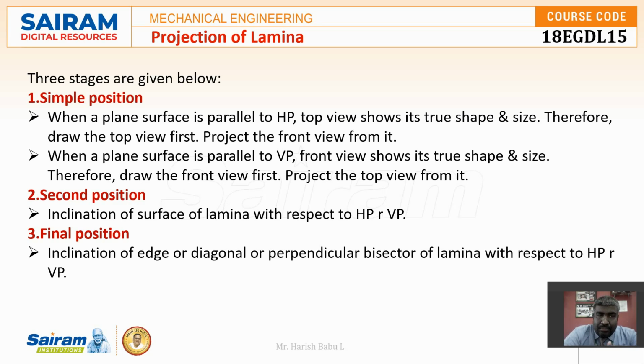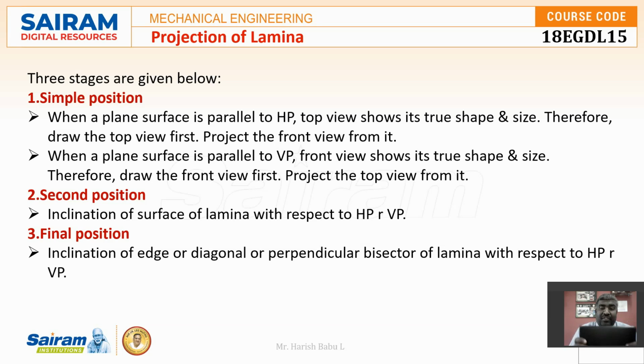If you take the three stages, what are the three stages involved here? The first one is the simple position. Simple position is nothing but the initial position based on the given condition, from which you're going to start the projection. So you're going to take the lamina. If the lamina is parallel to HP, I can't see the actual size of the lamina from the front, so I have to observe from the top. When I observe from the top, I can see the complete true shape and size of the lamina. So I'm going to start my projection from the top.